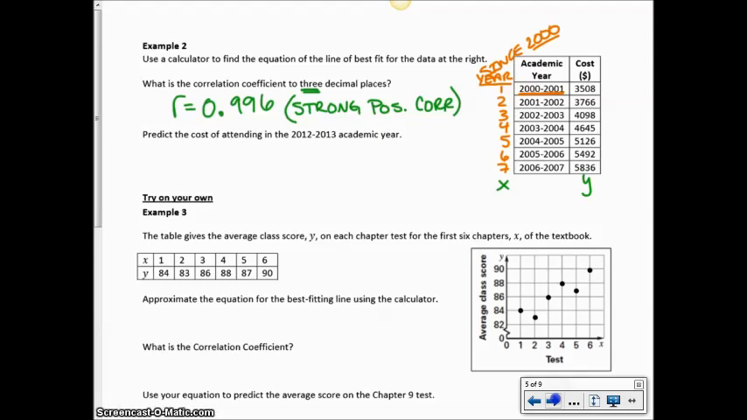So it says predict the cost of attending in 2012 to 13 academic year. Well, as we noticed in all the other ones, we use that last number as our x values. So that's why I know that this one's going to be 13. So x is going to equal 13 on this one. And you've got to know your A and your B in order to write the equation. So I'm just going to go ahead and write the equation because I know my A is 409.43. So that's my slope times x plus 3001. Okay, so then I'm going to plug in 13.